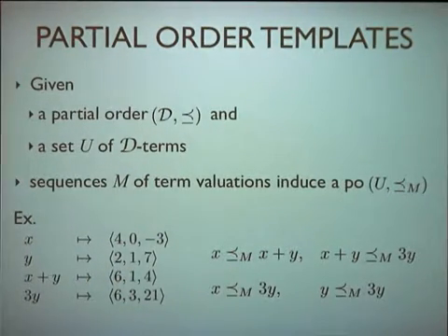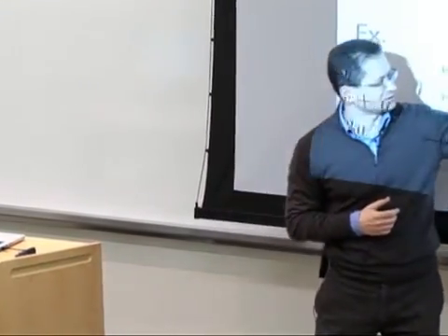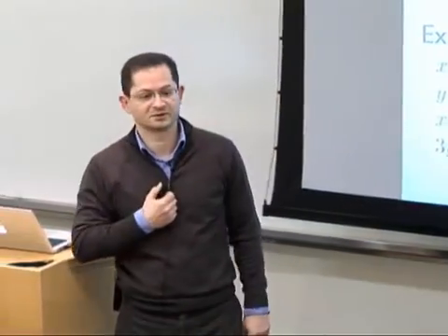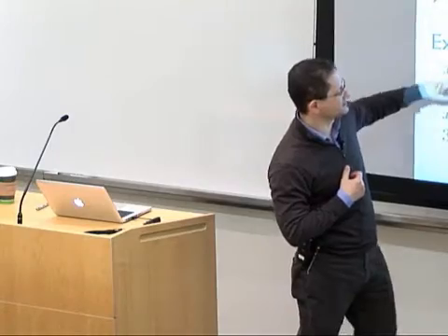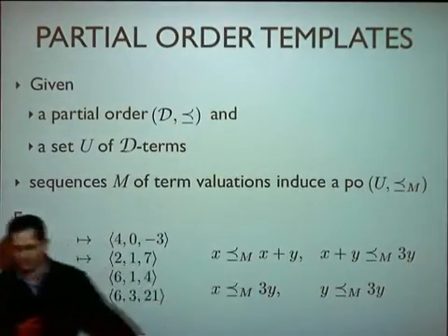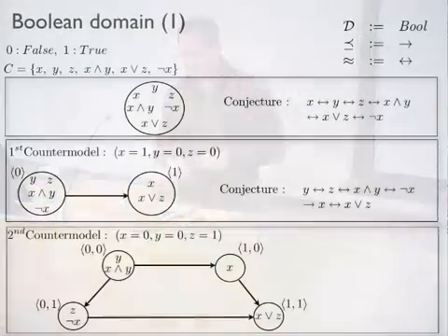Each of these sequences induces a partial ordering over the terms, which is just the pointwise extension of the partial ordering over the domain. Okay? So here I have that the term x is less than x plus 1, but y is less than 3y, and so on. Okay? So having this ordering is going to be helpful in what I'm going to discuss later.